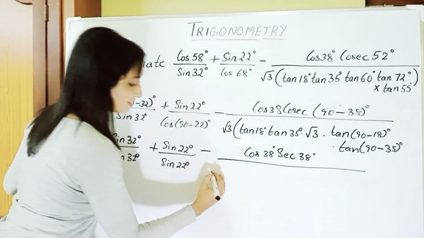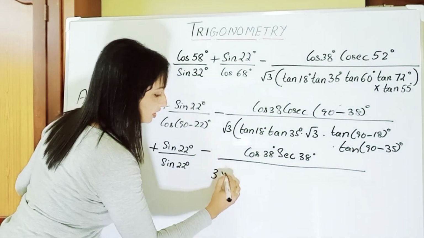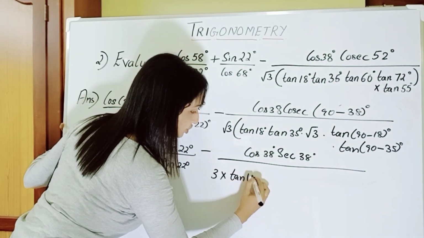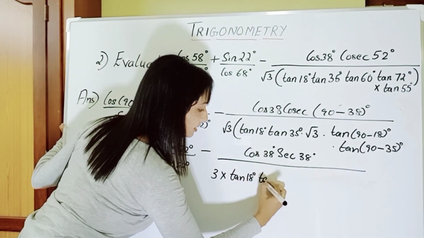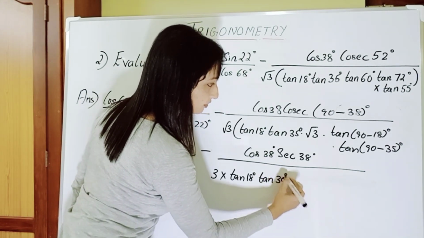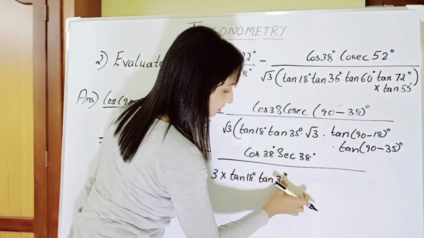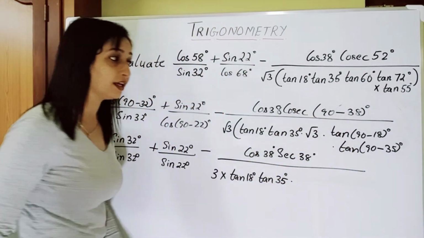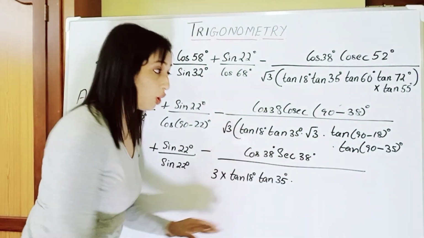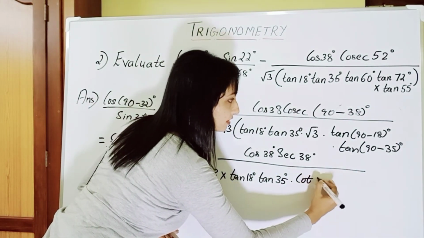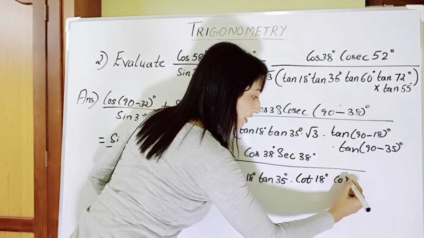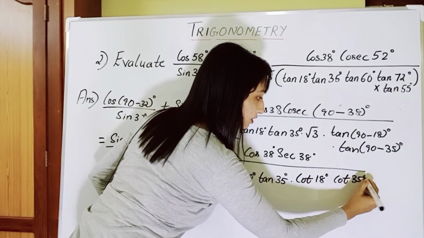How can I write it? I can write it as 3 into tan 18, I write it as such, tan 18, tan 35 degree, into, now what is tan of 90 minus theta? Cot theta. So this I can write it as cot 18 degree. Now tan of 90 minus 35, I can write it as cot 35 degree.